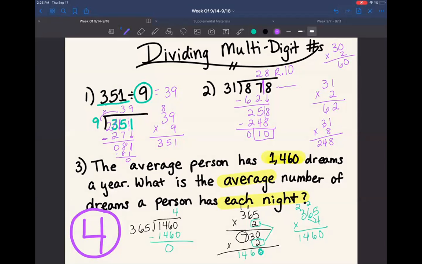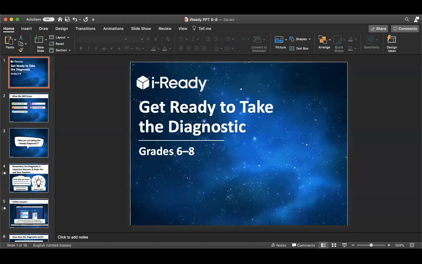Because what are we doing on Monday? I-Ready testing. The I-Ready diagnostic, the I-Ready testing, whatever you want to call it. That's what we're doing. Okay, so yay.